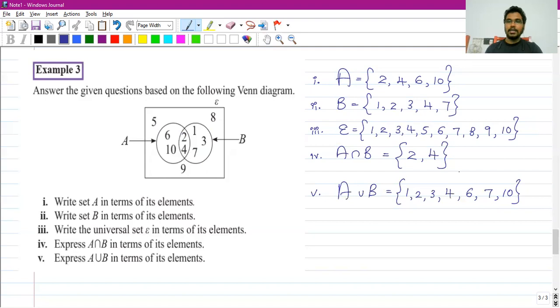Yes. Shall we confirm it using these two sets? Union means all the elements must be included in this set. Shall we see? 1, 2, 3, 4, and 7. Yes, those are included. And here 2, 4, 6, 10. Yes, so this includes all the elements of set A as well as set B.